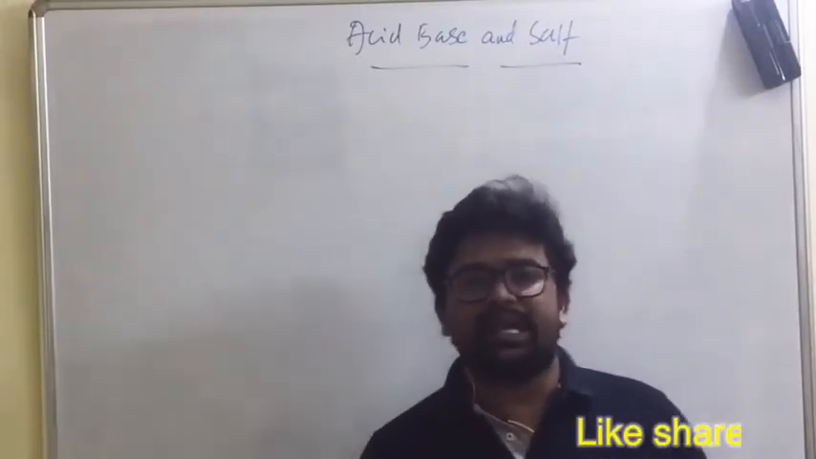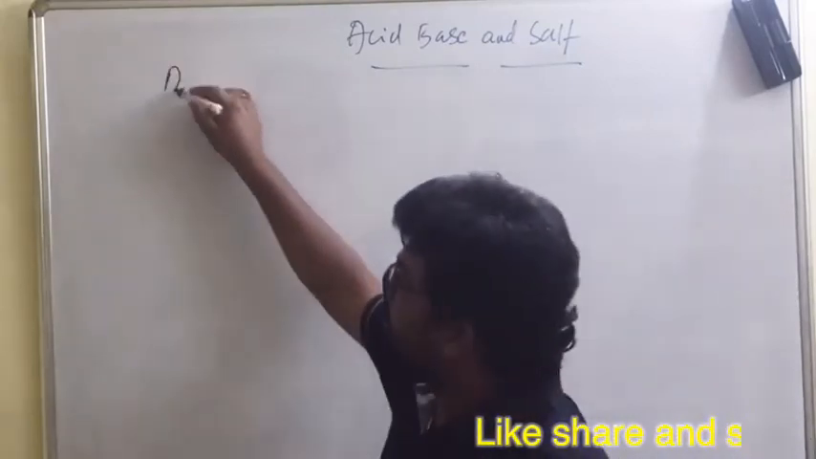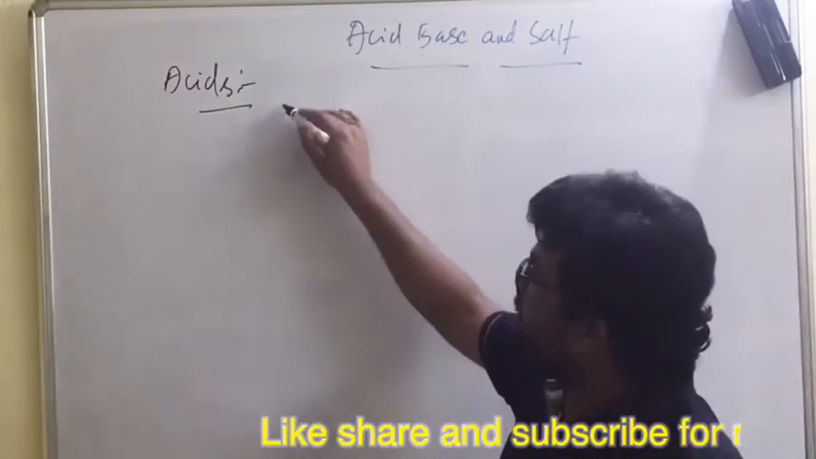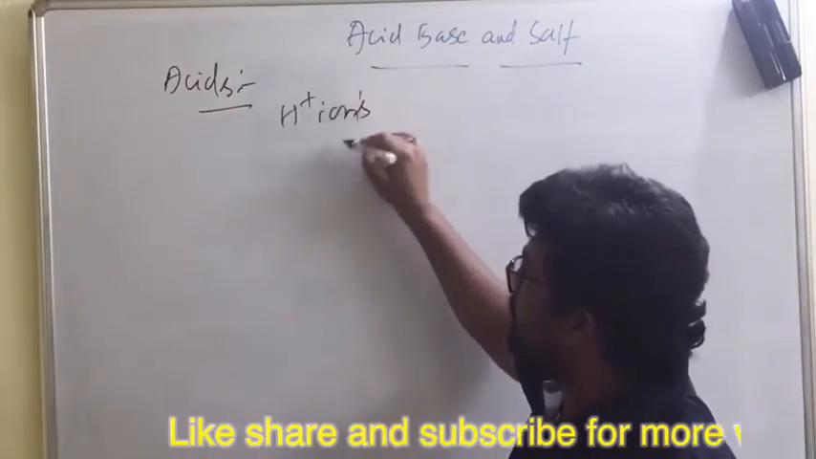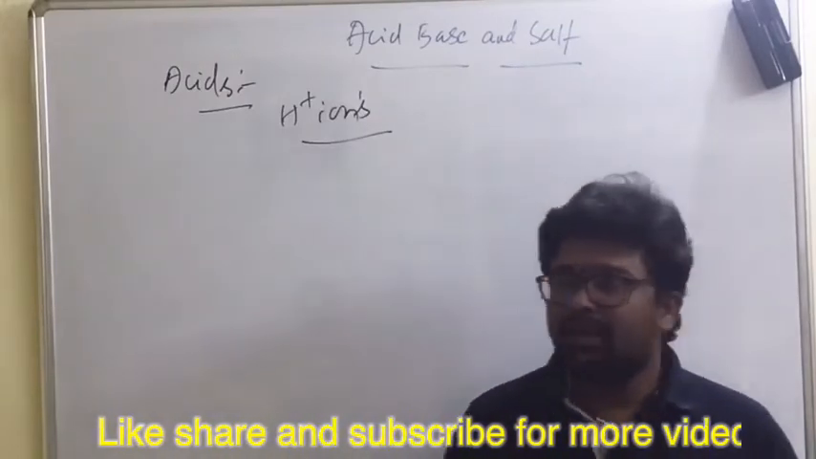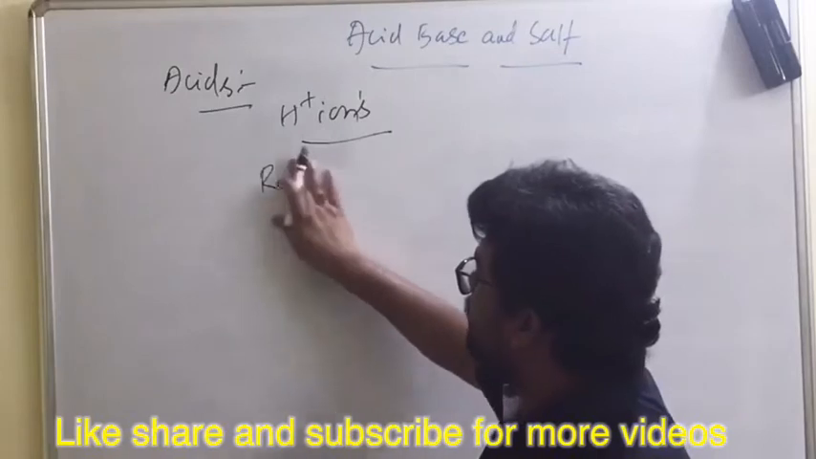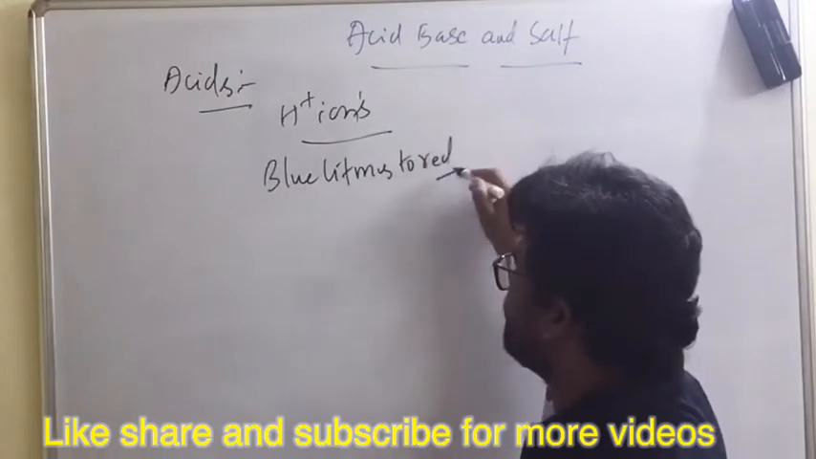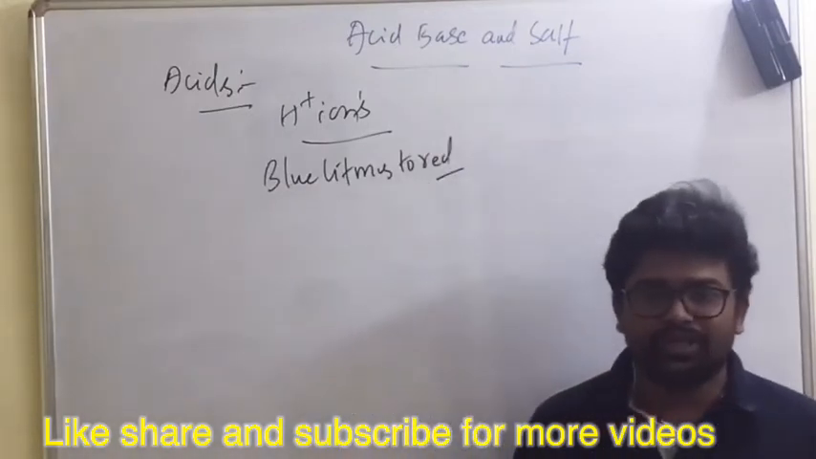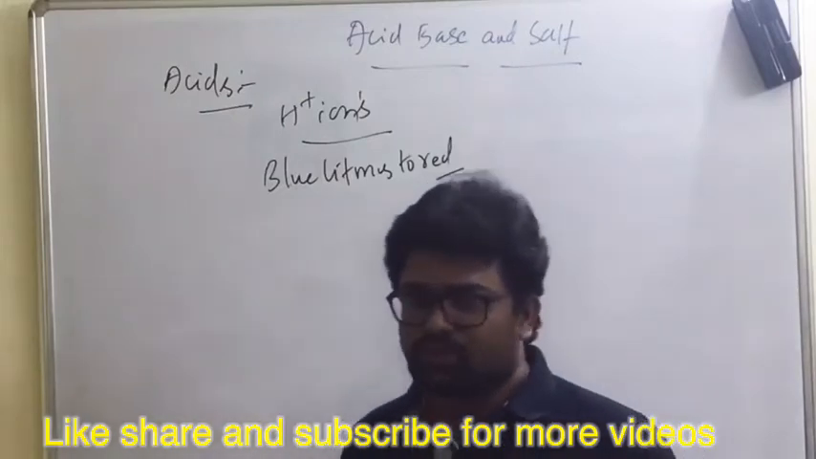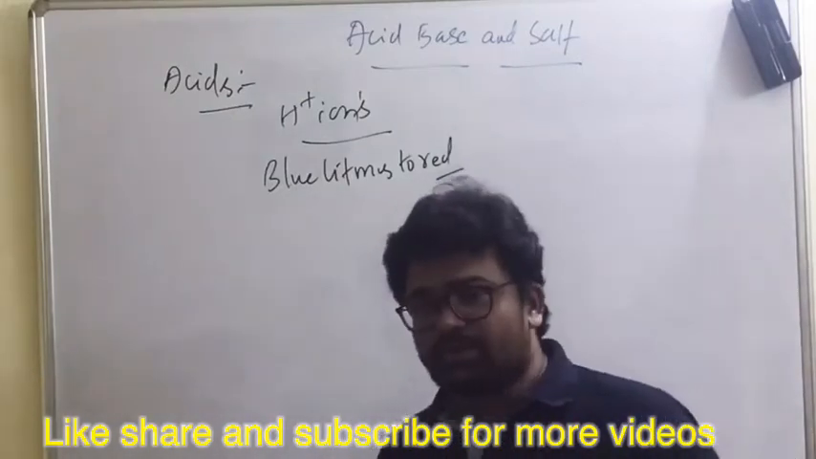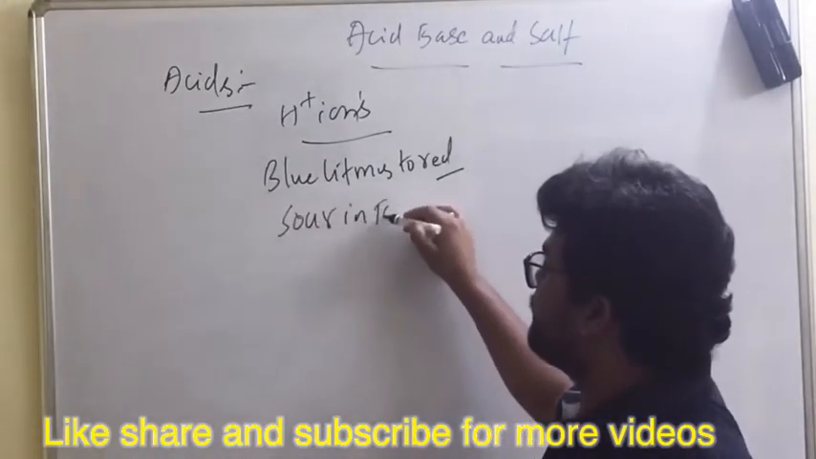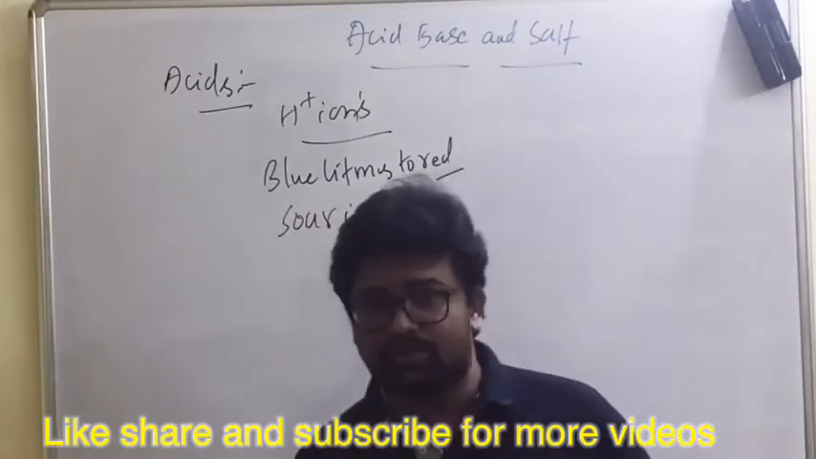So what are acids actually? Acids are the substances which contain H plus ions, and they convert blue litmus to red. This is what we studied in our lower classes also. We used to say acids contain H plus ions, they convert blue litmus to red litmus, and they are also sour in taste.